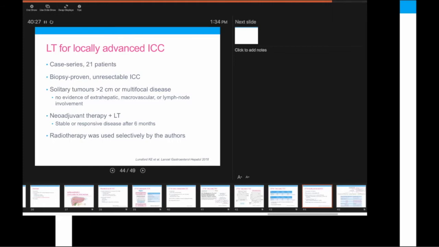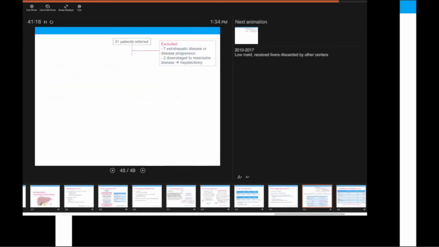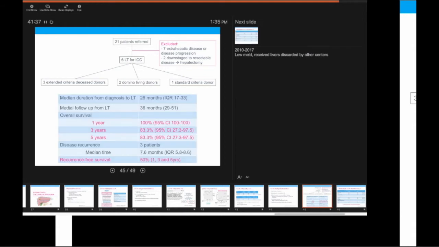The radiotherapy in this study actually was selectively used by the authors, so they underwent different modalities. So 21 patients were referred, 7 were excluded because of extrahepatic disease progression, and 2 were downstaged to the point where they were resectable. So ultimately 6 of these patients went for transplant. 3 of them received extended criteria deceased donors, 2 were domino living donors, and 1 was a standard criteria. The median duration from diagnosis to transplant was 26 months with a median follow-up from transplant of 36 months.